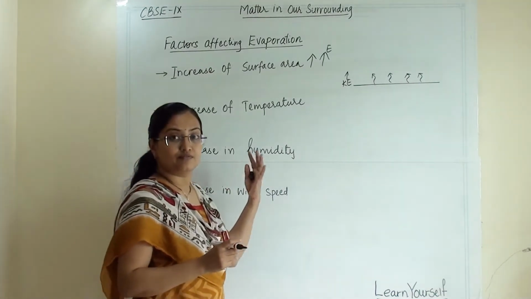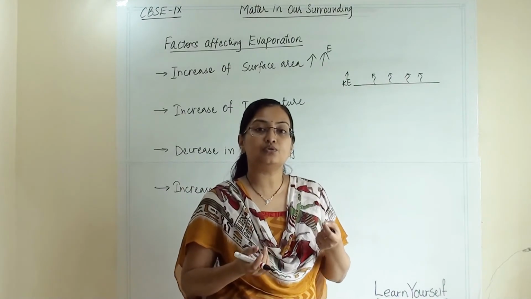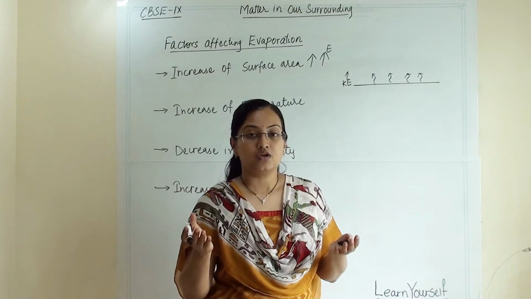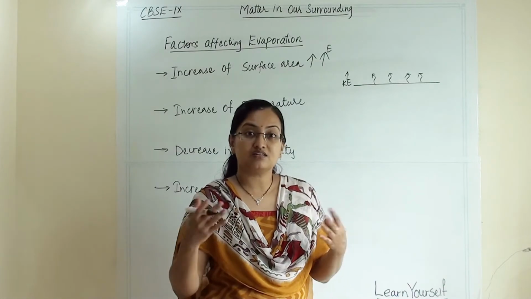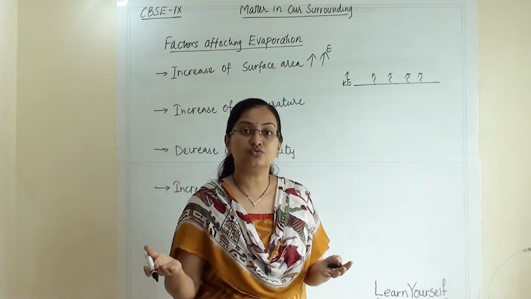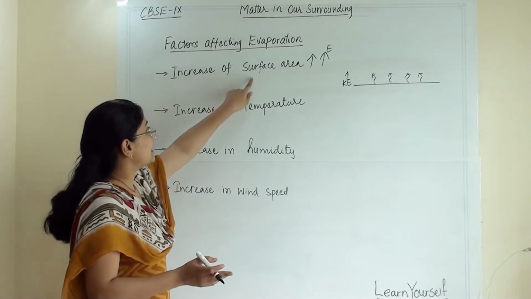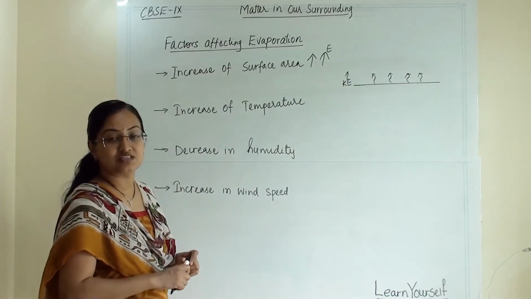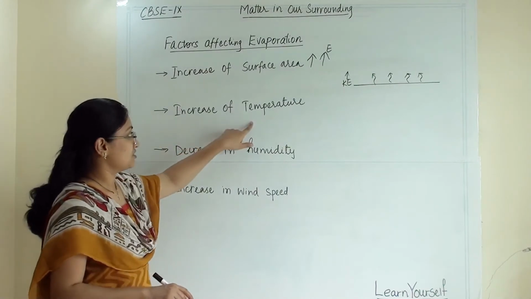So here we are studying factors affecting evaporation. One example you can keep in mind is when we are keeping our clothes for drying. When we spread them, the evaporation will be faster. The clothes will dry at a faster rate and sooner compared to when we keep them folded. So as we increase the surface area, the evaporation becomes faster, and we know that evaporation is a surface phenomenon.